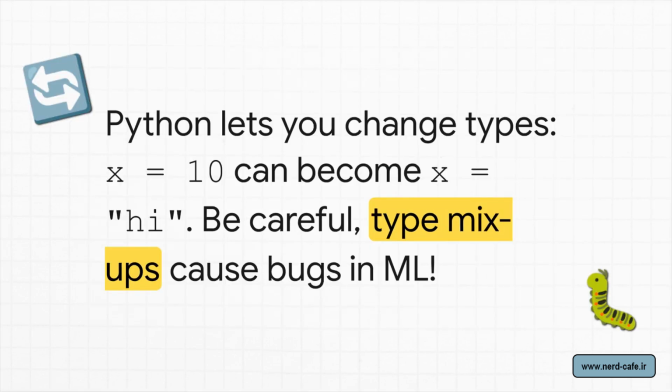And last but not least, a little word of caution. Python is super flexible. It lets you change a variable's data type whenever you want. You can start with x as a number and then later decide to make it a piece of text. Now, while that can be useful, it can also lead to some really unexpected errors in your machine learning code if your model is sitting there expecting a number and suddenly gets a word. So you've got to be careful.